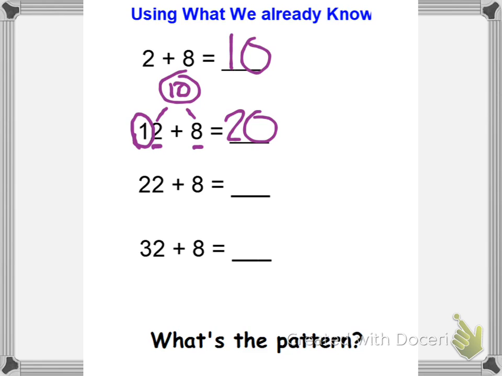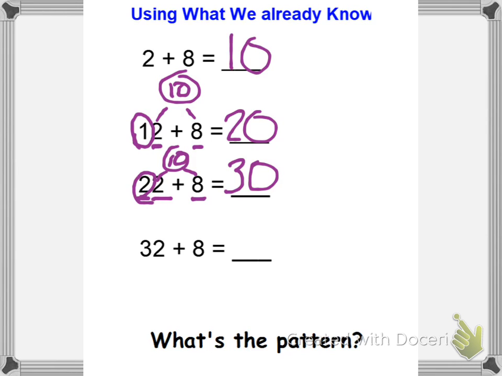Now looking at 22 plus 8. 22 has 2 ones and 8 ones. We know that that also equals 10. But then look, this 22 has 2 tens. So 20 plus 10 equals 30.